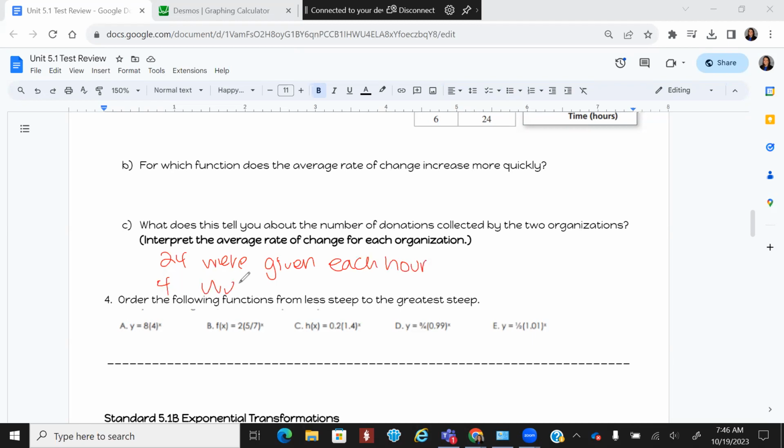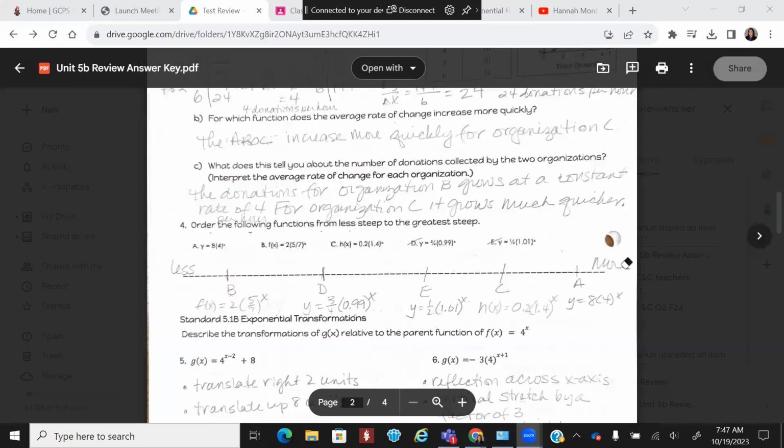And then on the other one, 4 were given each hour. Less steep is over here, more steep is over here. When we talk about steepness, we're talking about it increasing more rapidly. Okay, so B is 5/7, D is 0.99, and then 1.01, and then 1.4, and then 4. We notice how the B value is what was important. Everybody see that? The higher the number is, the more steep it's going to be.